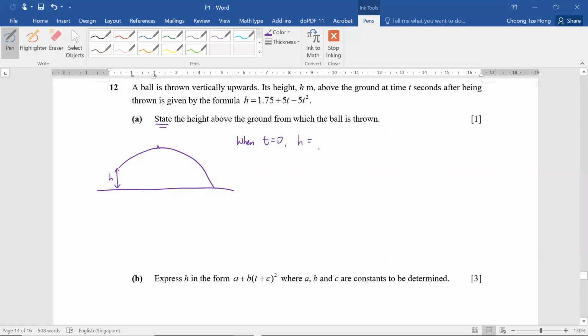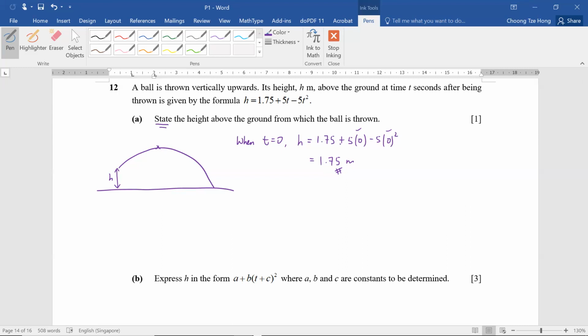But the question says state because you should be able to compute this without any working. If we put t equals 0 into the equation, it becomes quite obvious that the two terms behind become 0, leaving us with only 1.75. So the height from which the ball is thrown is 1.75, and this would be the answer. I hope so far you're able to understand this part.